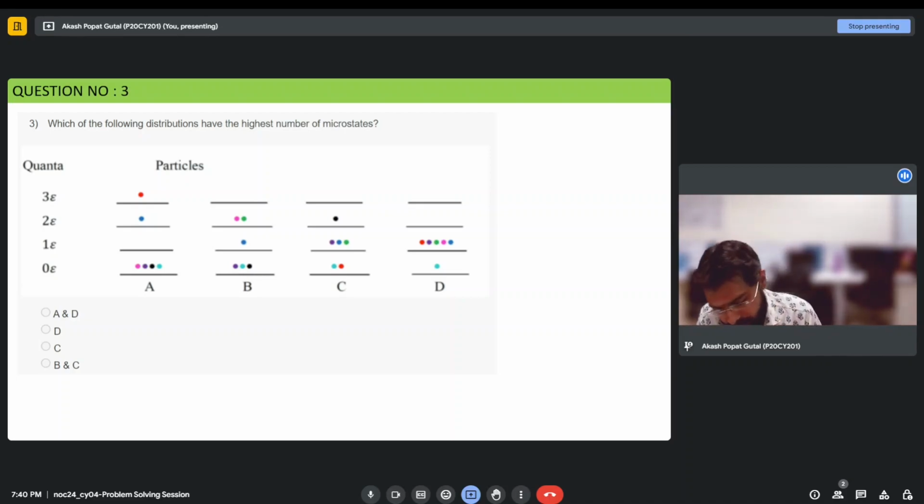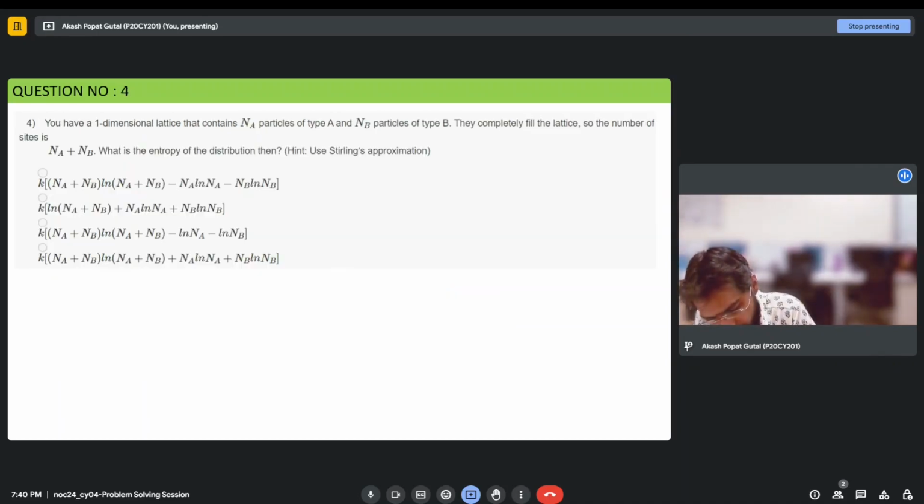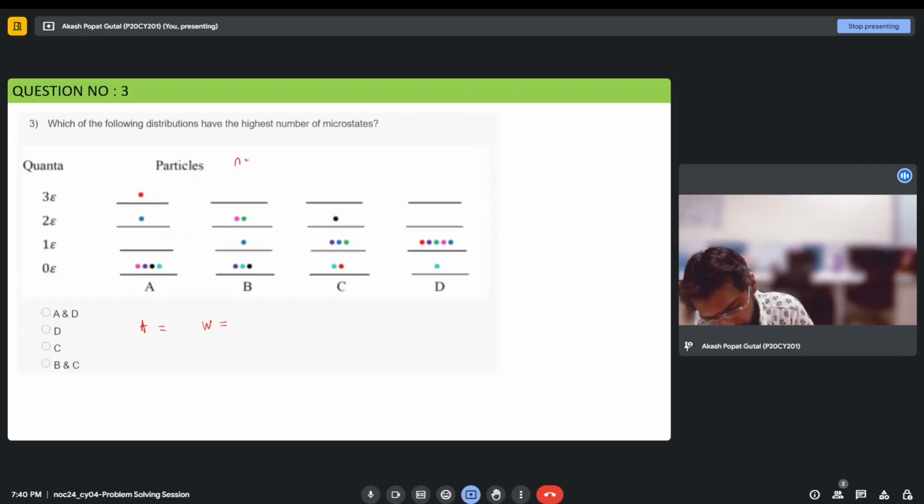So let's calculate microstates for each system. Let's say first A. A will be having W number of microstates. First we will calculate the number of particles. N is equal to 1, 2, 3, 4, 5, 6, 7. So N is equal to 4, 6, sorry. N is equal to 6. For every system, I think N is equal to 6, yeah.